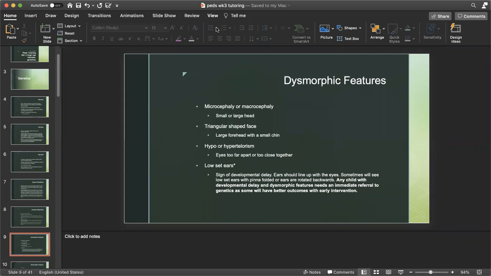And low set ears. I remember there being a question about low set ears, so kind of highlight that in your notes. It's a sign of developmental delay, so the ear should line up with the eyes. Sometimes we'll see low set ears with the pinna folded or the ears rotated backwards. So any child with a developmental delay and dysmorphic features needs an immediate referral to genetics.